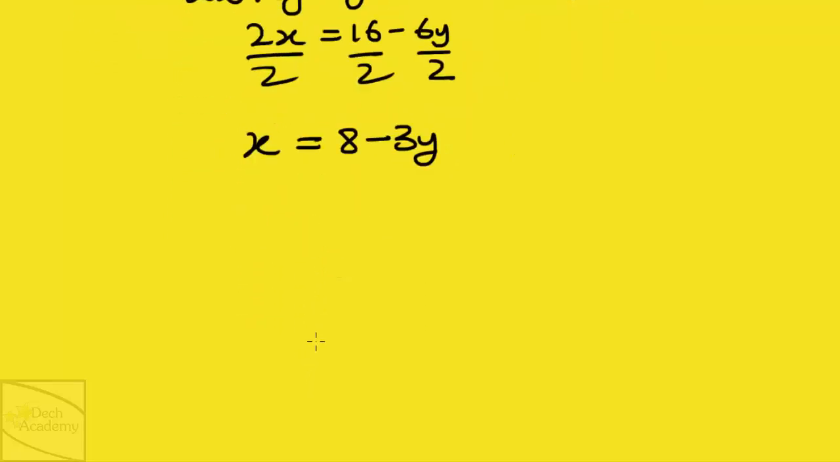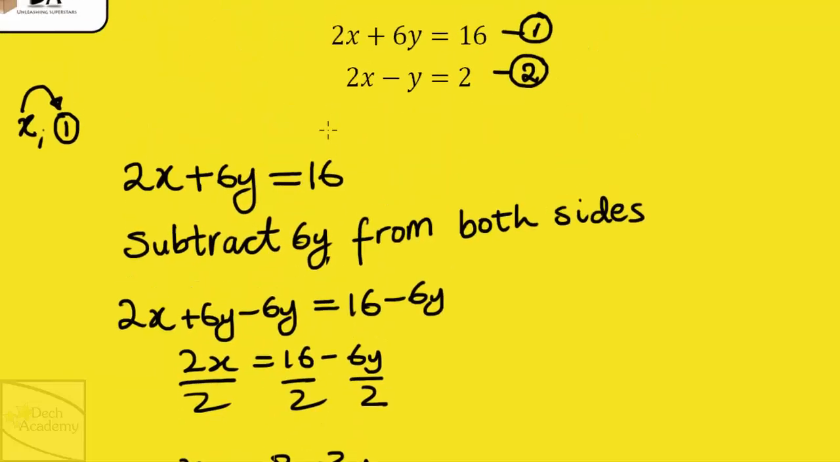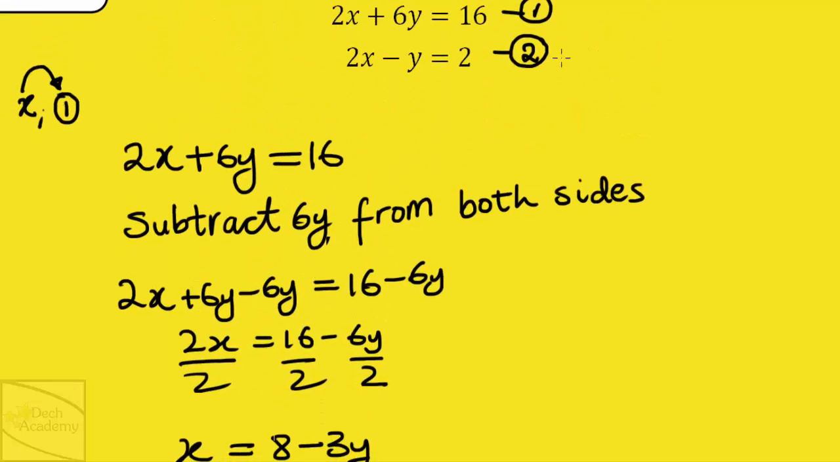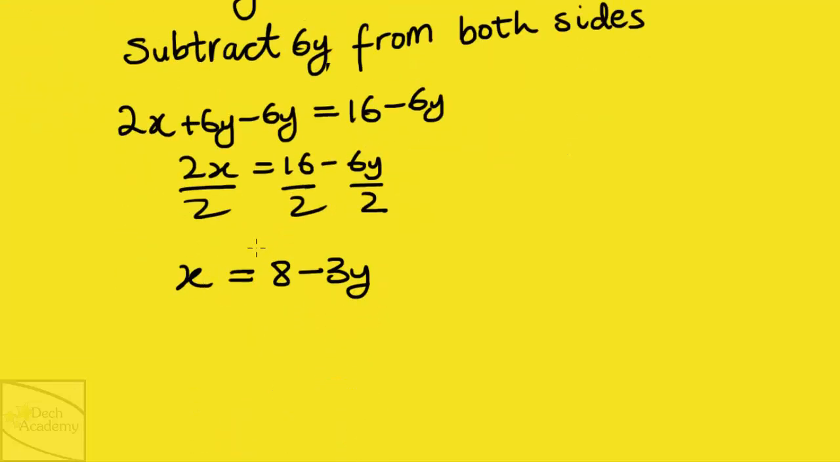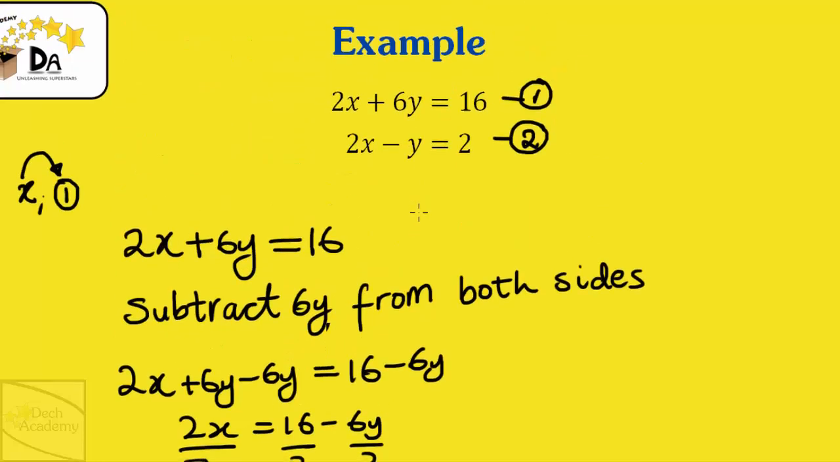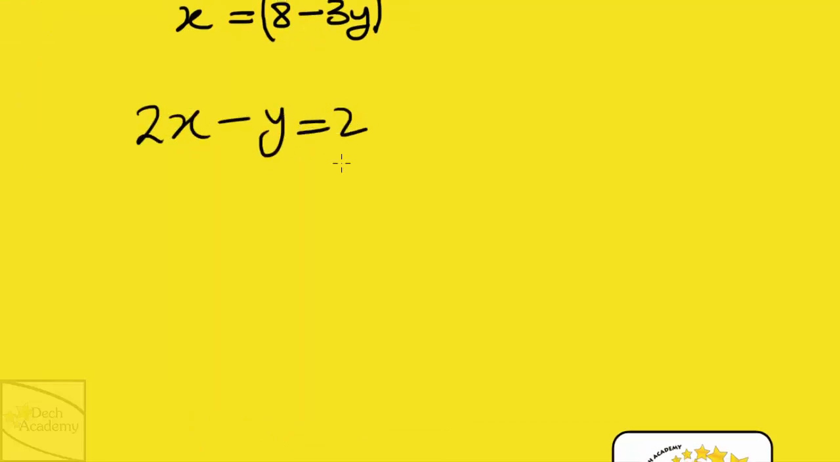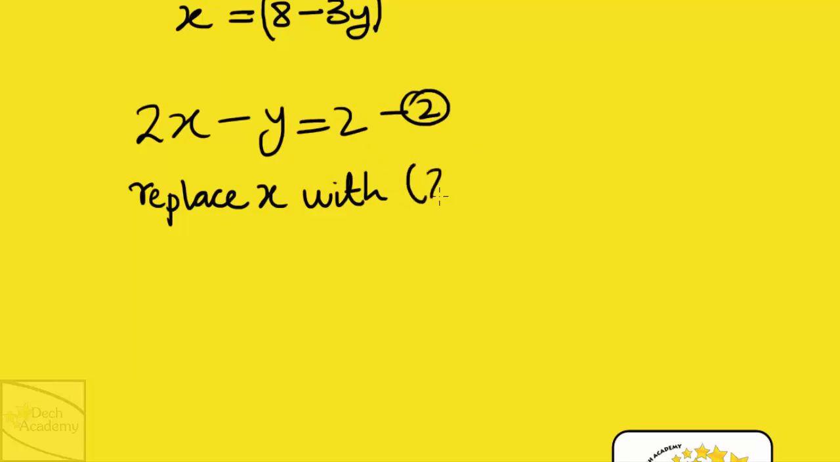Step 3 says substitute the result obtained in step 2 into the rejected equation. So we chose equation 1. Rejected equation is equation 2. So I'm going to replace x with 8 minus 3y in equation 2. Equation 2 is this: 2x minus y equals 2. As you can see, the result is going to be substituted into this equation. So replace x with 8 minus 3y in equation 2.